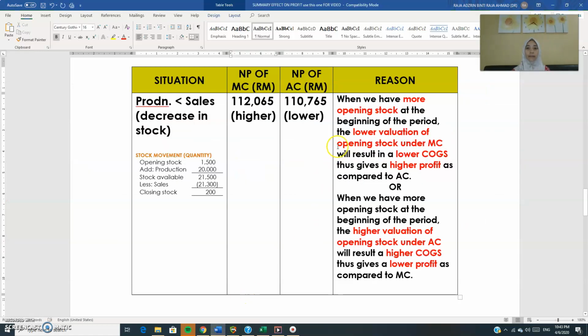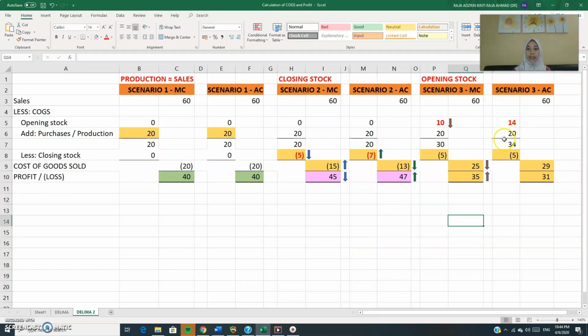So if you look here, when we have more opening stock at the beginning of the period, there is a lower valuation of opening stock under MC. That means MC valued at 14.25 just now and AC valued at 15.25. So the lower valuation of your opening stock under MC will result in a lower cost of goods sold. If you have a lower cost of goods sold, of course, it will give you a higher profit under MC compared to your AC. Alternatively, you can explain it from the AC perspective.